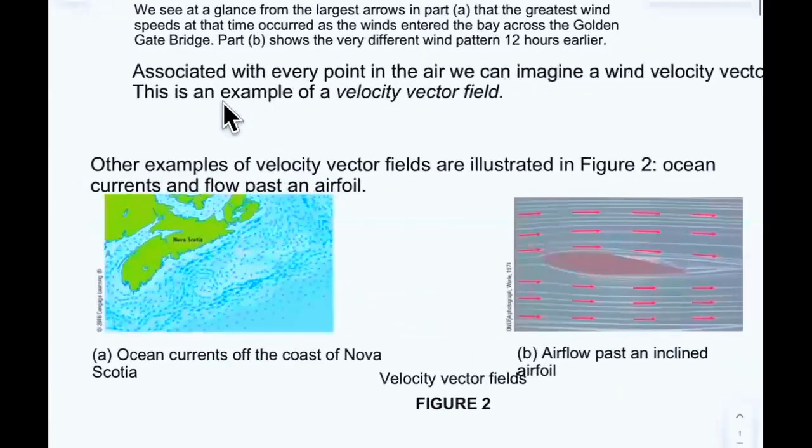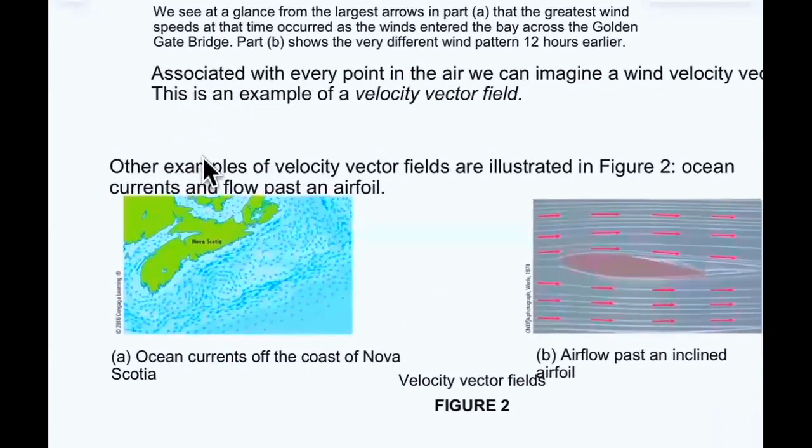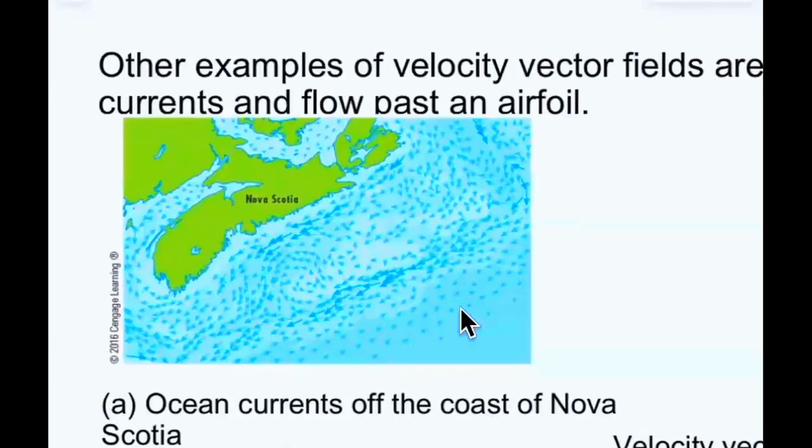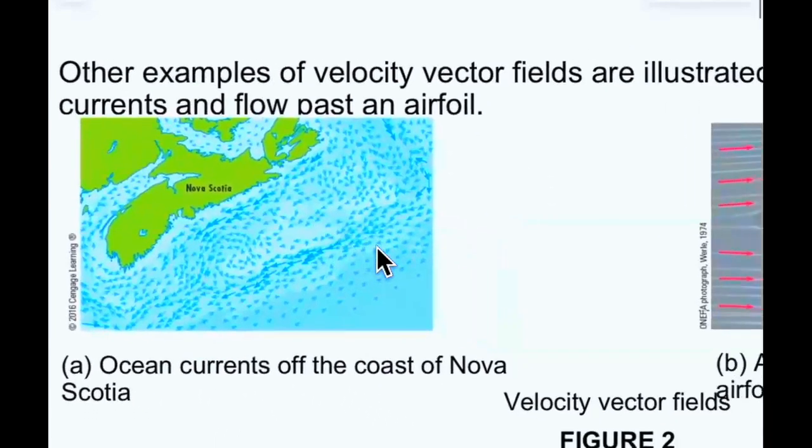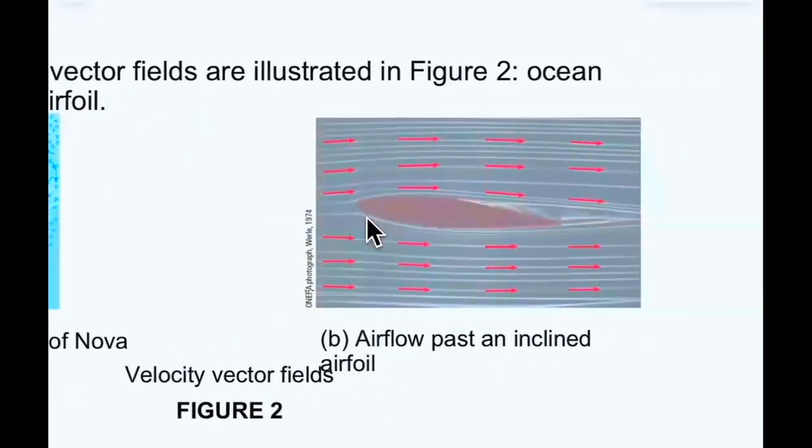Now here are more examples of velocity vector fields. This one here is the ocean current. You see those arrows right here indicate the ocean current. So it's an example of a velocity vector field. This one here is more familiar. It's the airflow path and inclined airflow. So this is the cross-section of the airplane wing, right? So the airflow will pass this. And you see the arrow here indicates the direction, and the magnitude indicates the speed.